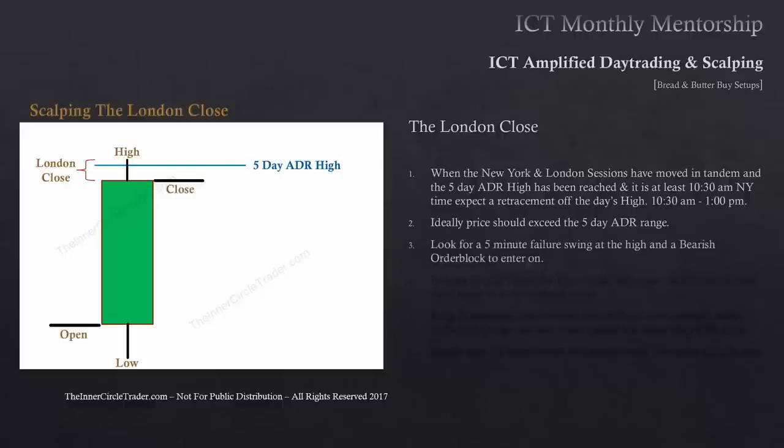Look for a 5-minute failure swing at the high and a bearish order block to enter on. So basically what you're doing is waiting for it to create a high, start to back off, and then rally one more time up to it into the last up candle.